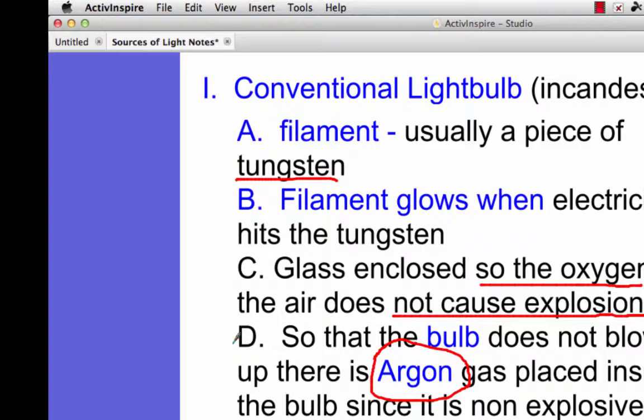Now, the reason we may not like conventional light bulbs, and because we read that article in class, the reason that we're not using them as much is because they produce a lot of waste heat. And the reason that waste heat is bad is because it's still costing energy, but it's not going for the purpose of the light bulb. The purpose of the light bulb is to light, not to create heat, and that's what it's doing.